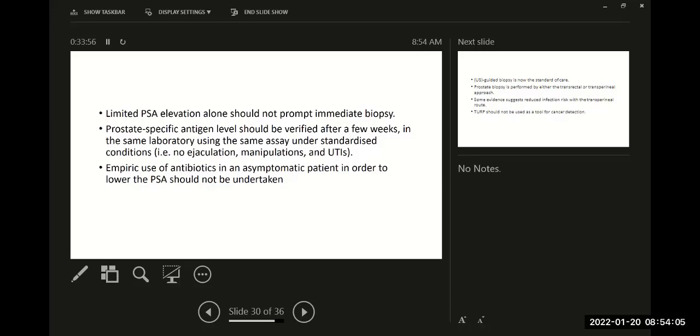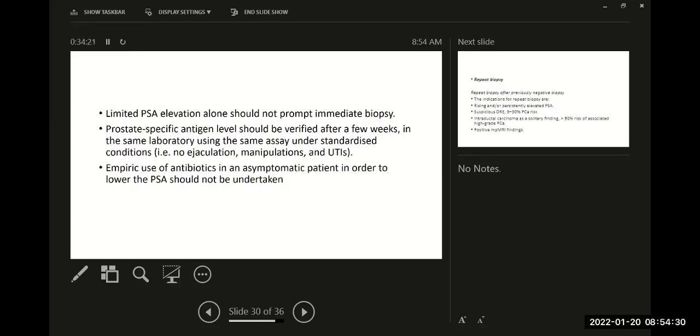Limited PSA elevation alone should not prompt immediate biopsy. Prostate-specific antigen level should be verified after a few weeks in the same laboratory using the same assay under standardized conditions. That is, no ejaculation, manipulations, and UTIs. Empiric use of antibiotics in an asymptomatic patient in order to lower the PSA should not be undertaken.